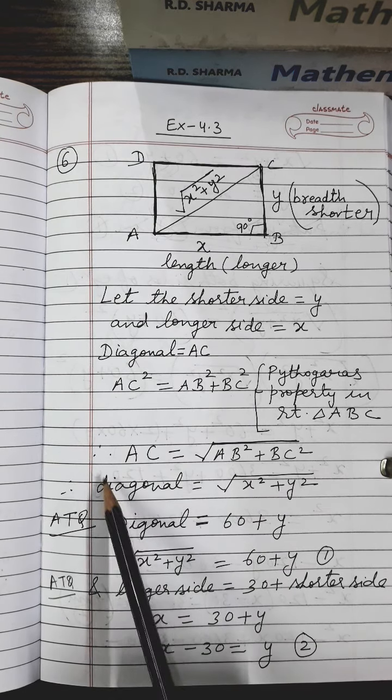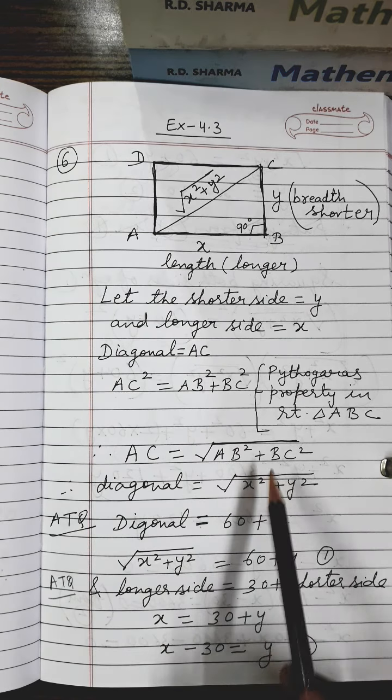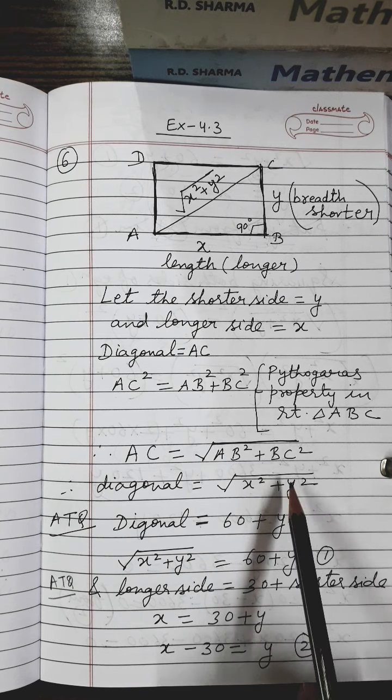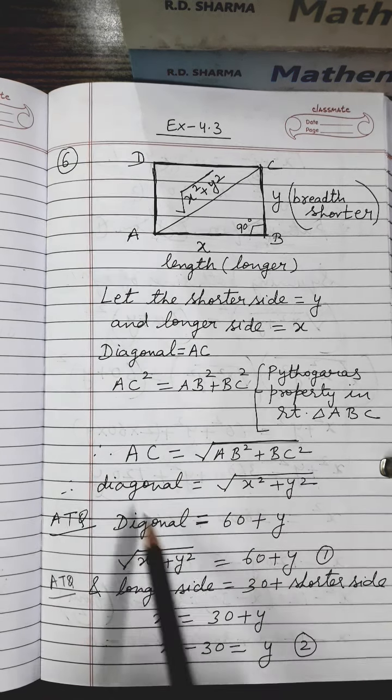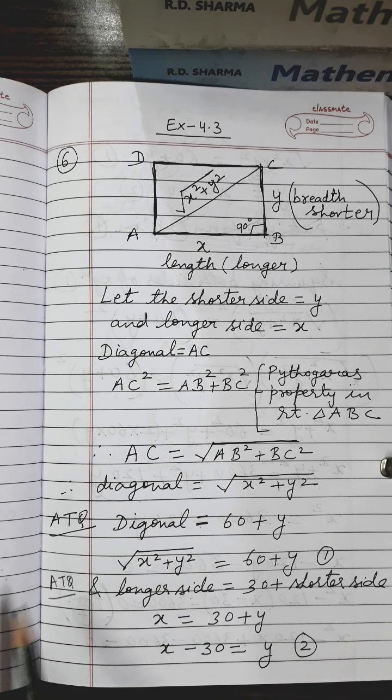What is AC? AC is the diagonal. So replace AC by diagonal and put the values of AB and BC. AB is x, so AB square is x square. BC is y, so BC square is y square. So diagonal equals root of x square plus y square. So this is the expression for diagonal.